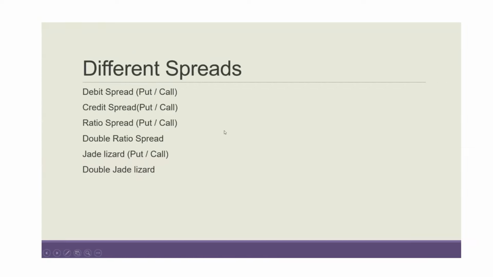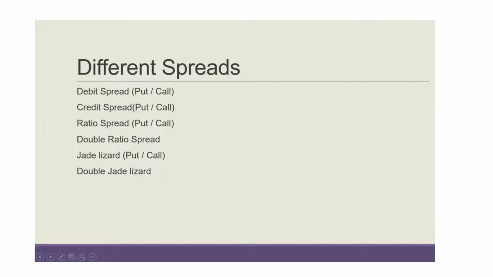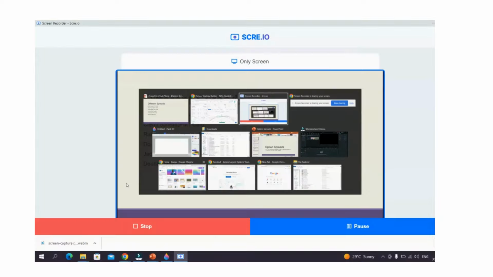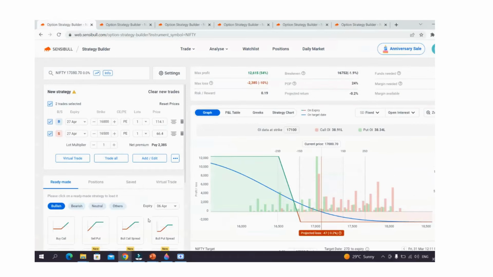These are the different types of spreads that we have: debit spread, credit spread, ratio spread, double ratio spread, Jade Lizard, double Jade Lizard. Let's get into these spreads one by one. Debit spread. Why do we call it a debit spread? You can do it on the put side and the call side. Let me go to the Sensibull tool. Okay, this is the debit spread.